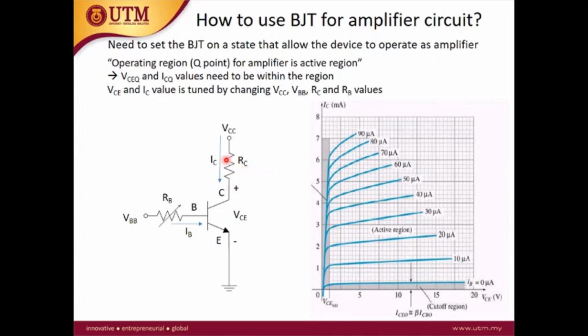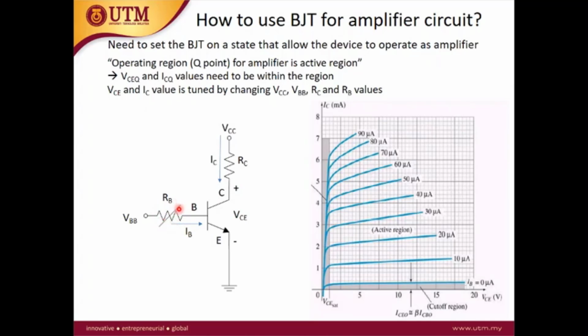We need to add the collector resistance because one of the reasons for having this RC is to limit the current. If we apply VCC directly to the collector, there is a possibility of producing high current, and that will damage the BJT. So usually we need to have the RC. This is the same reason we use the base resistance RB here.